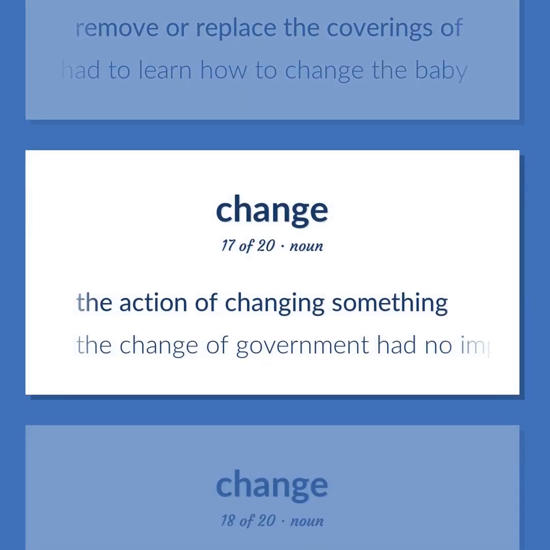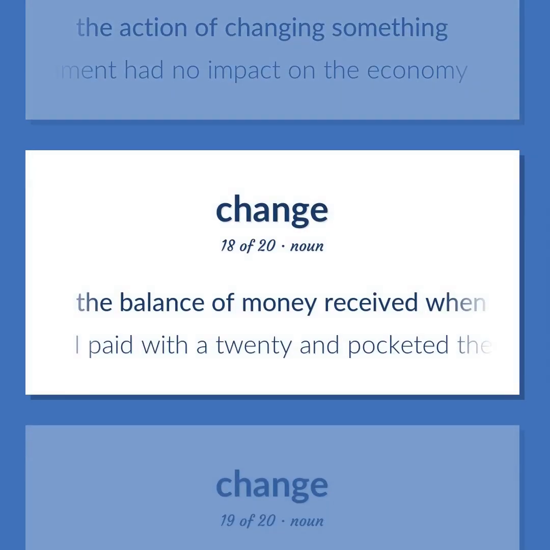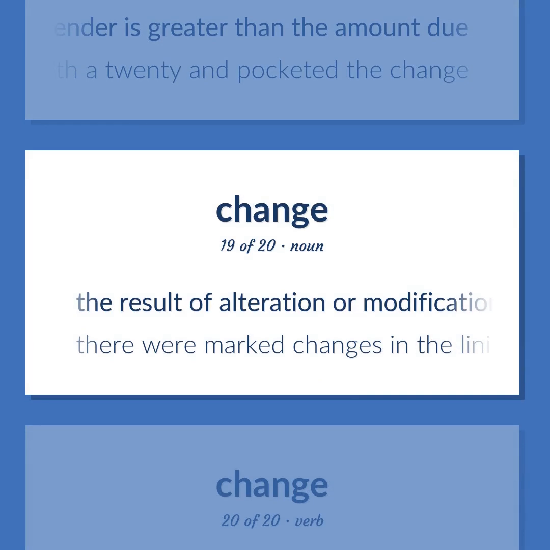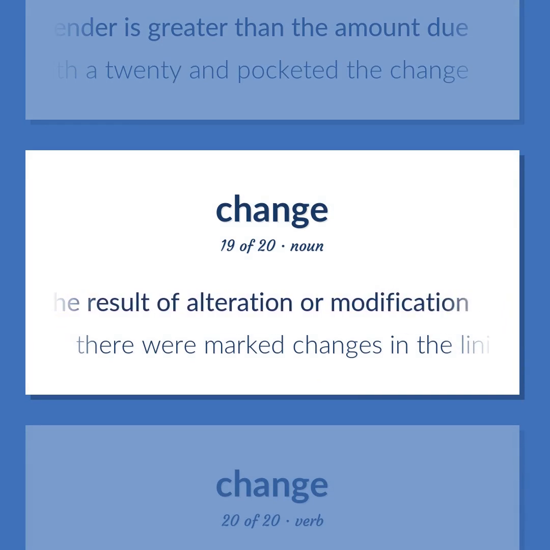The action of changing something. The change of government had no impact on the economy. The balance of money received when the amount you tender is greater than the amount due. I paid with a 20 and pocketed the change. The result of alteration or modification. There were marked changes in the lining of the lungs.